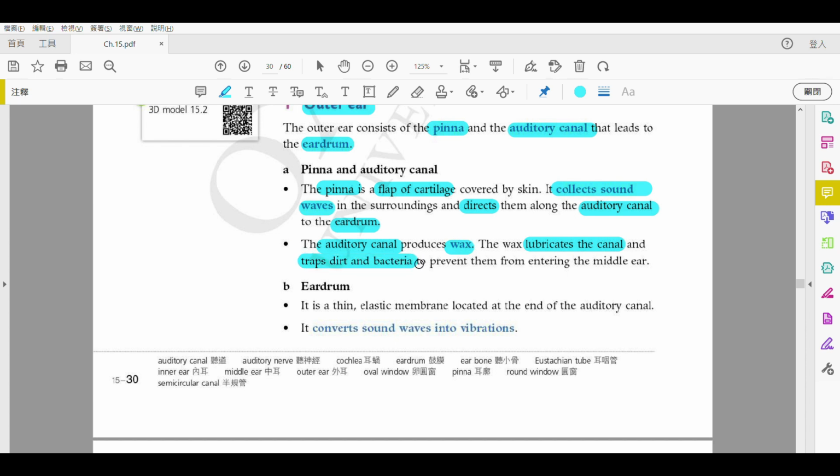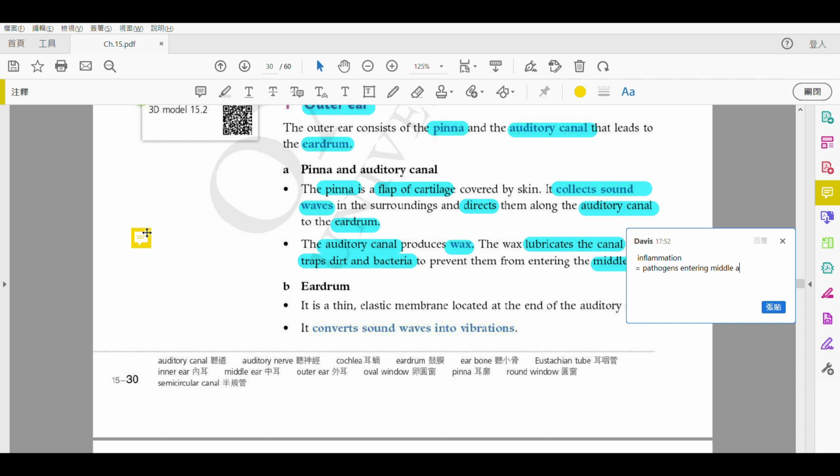So before moving on, I would like to talk about this disease a bit. That is called 中耳炎. So it's inflammation of the middle ear. Alright, inflammation. You can put it down. So inflammation 就會發炎啦. It happens because there are some pathogens entering the middle ear, and therefore it is infected and you have this disease.